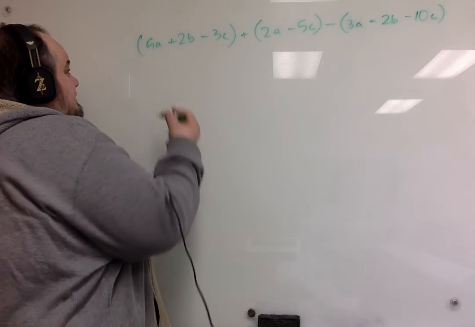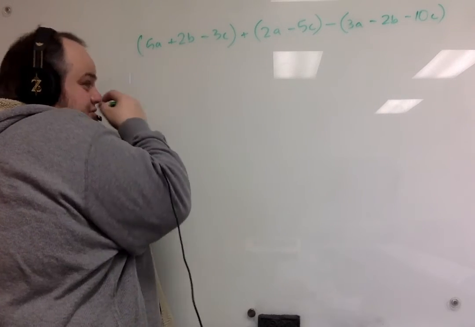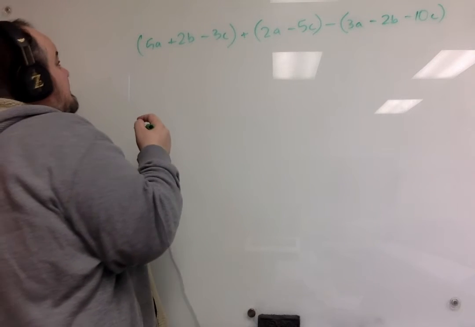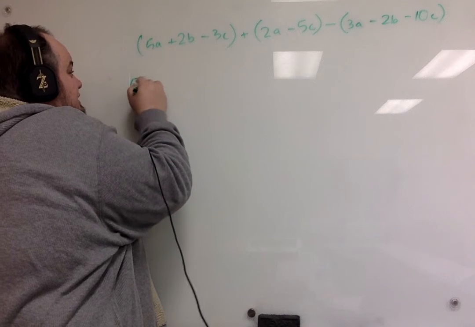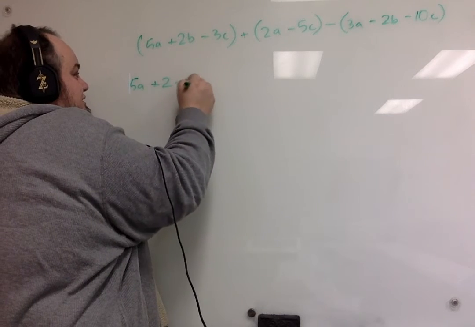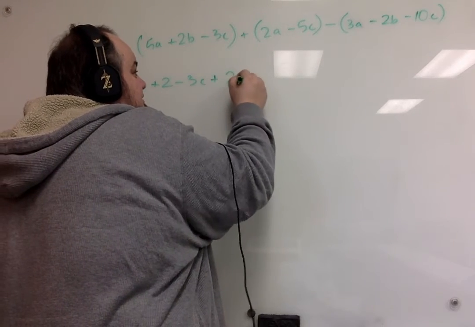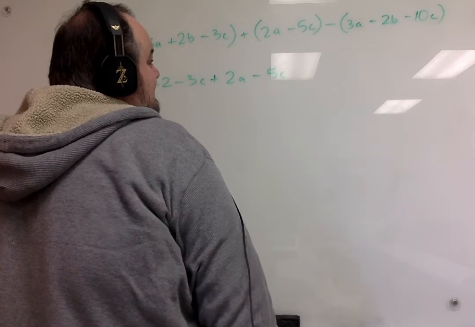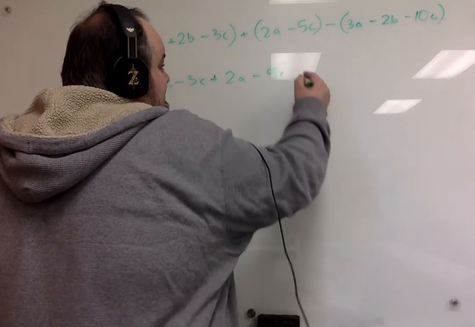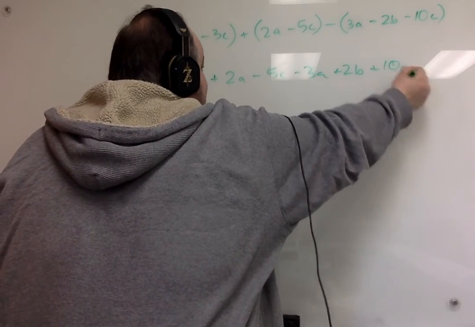So let's go ahead and try this. This one, since we're adding and subtracting, we can remove these parentheses by just removing the first one, 5a plus 2b minus 3c. This next one has a plus sign, so we can just remove it and write the terms just as they were. But this next one has a minus, so we're going to change all the signs. So it's minus 3a plus 2b plus 10c.